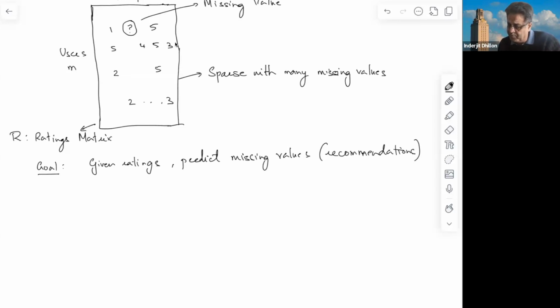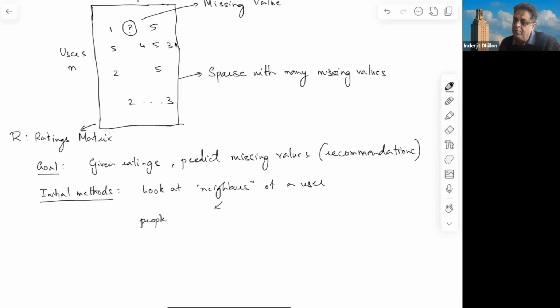Okay. So let me just put what Rishabh kind of suggested, right? So initial methods, and these were actually some of the methods used in, I want to say, the late 1990s, when Amazon, for example, was coming up. And there are certain papers on recommendation systems on how to recommend items to users who may have already bought some things. Okay. So the idea is you look at neighbors of a user. And when I say neighbors, I mean people who have similar ratings of an item.